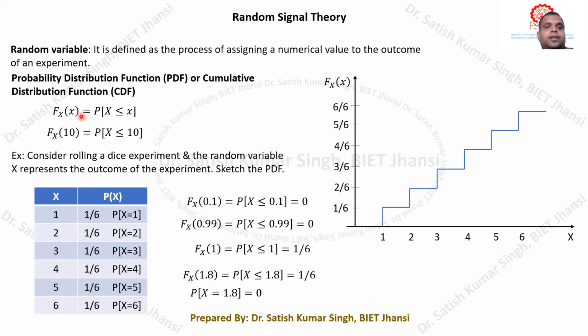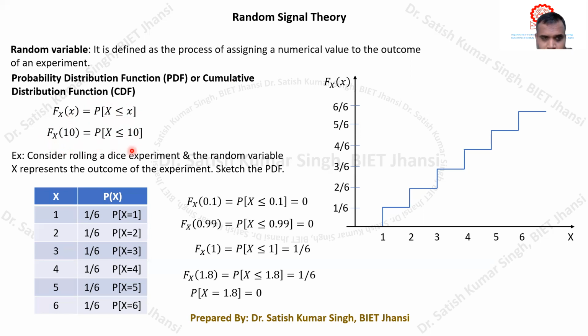So what does it mean if we write F of capital X at x? It represents the probability that our random variable capital X is less than or equal to x. For example, if we write F capital X at 10, the meaning is: what is the probability that this random variable capital X is less than or equal to 10? This is the meaning of the probability distribution function.